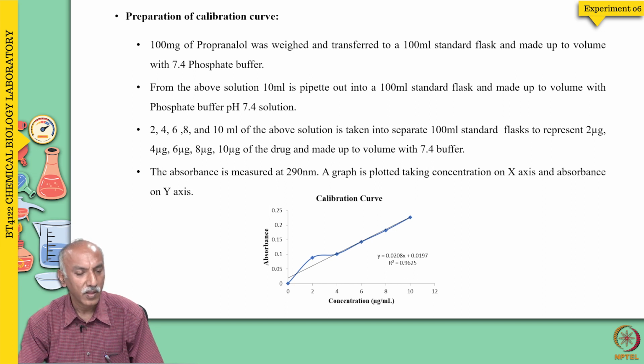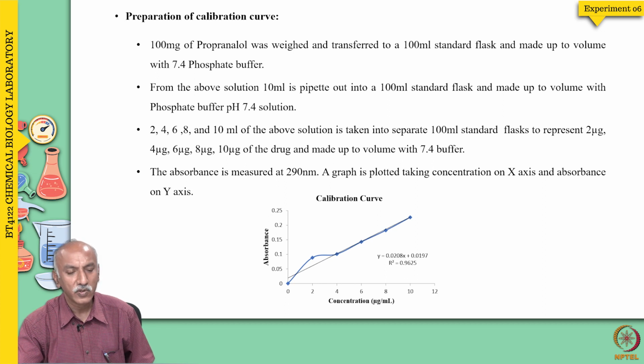Propranolol: after making a patch, how do you find out that it is dispatched properly? So, 100 milligram of propranolol was weighed and transferred to a 100 ml standard flask, and it was made up with the 7.4 pH phosphate buffer. From the above solution, 10 ml was pipetted out into a 100 ml flask and the volume made up to 100 with the 7.4 pH phosphate buffer.